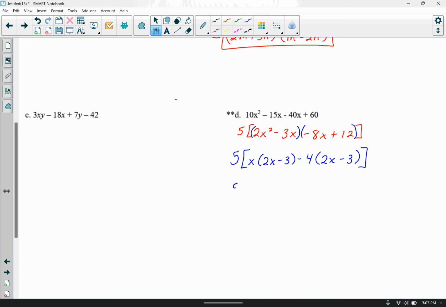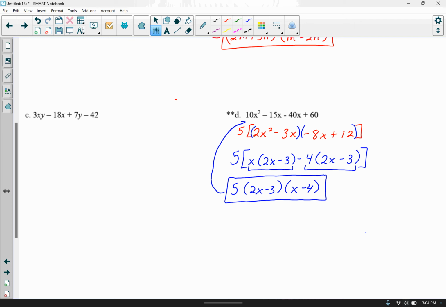So now I bring down that 5 that's on the outside. These 2 terms have what in common? That parenthesis part, 2x minus 3. And then write what I have left over, x minus 4. And that is your final fully factored form for that polynomial. And again, if you were to FOIL and then multiply it times 5, you would land with the original problem as a way to check yourself.